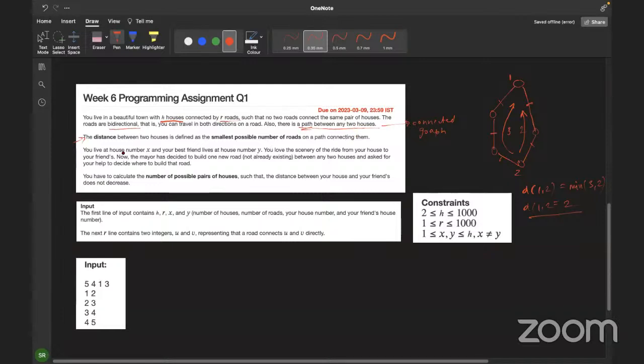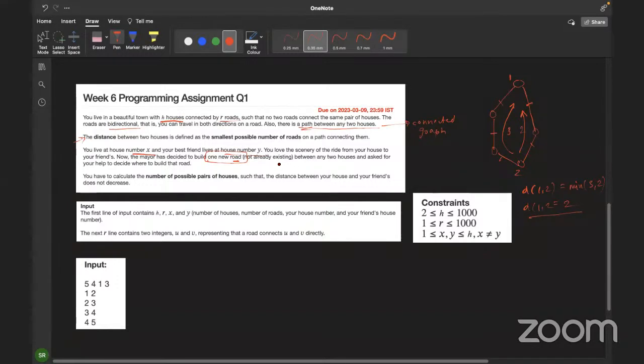Okay. Now the main question starts over here. You live at house number X, and your best friend is living at house number Y. And you love the scenery of the ride from your house to your friend's. Now the mayor of the town has decided that he's going to build one new road. Only one new road has to be built in the town, a non-existing one, between any two houses. And they have asked for your help to decide where to build that road.